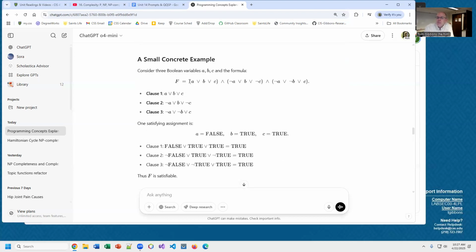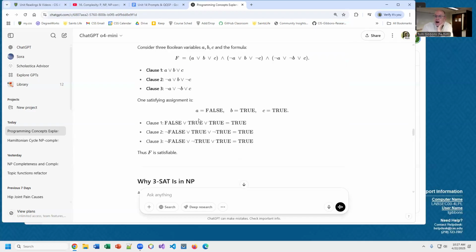So here's their concrete example: A or B or C, and not A or B or not C, and not A or not B or C here. So here are our different clauses. And again, we're given that A is false, B is true, and C is true here. So for the first clause, A is false. We need one of them to be true. B is true. So as soon as we see B is true, the whole clause is true. So it's true here.